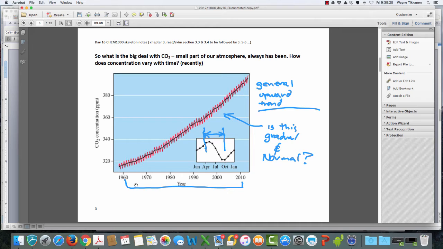So let's take a look at some take-home messages. On this scale, which is relatively short term, these 50 years, it looks like carbon dioxide is slowly going up. There are some short-term oscillations which are due to the seasons, and those are readily explained.